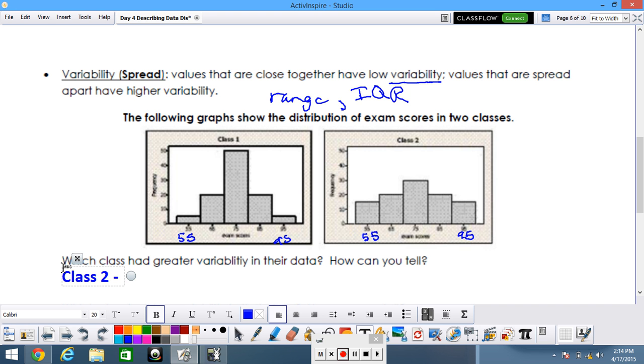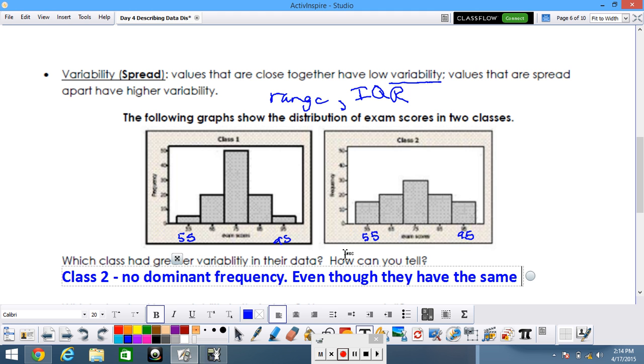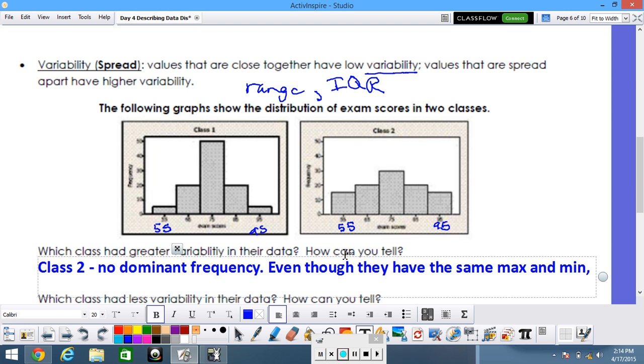They have no, how do I want to say this? Dominant frequency. I mean, if you look at class 1, a lot of people got C's, and you had a couple people with A's and B's, even though they have the same max and min. Class 1 has more people in the middle.